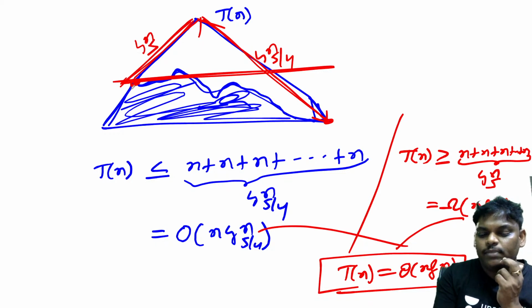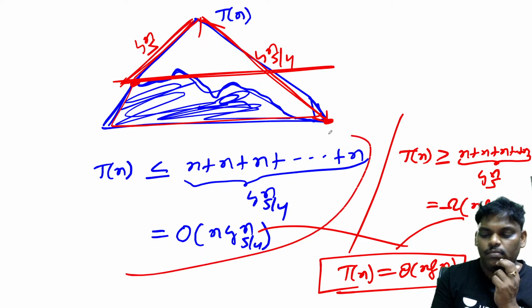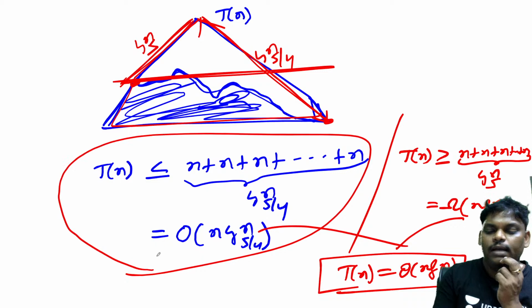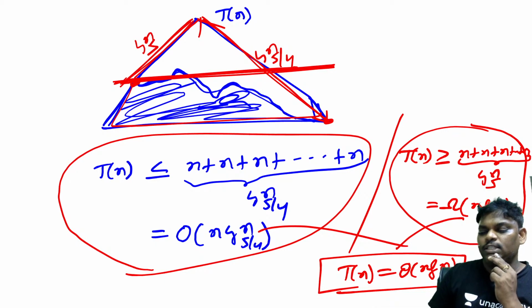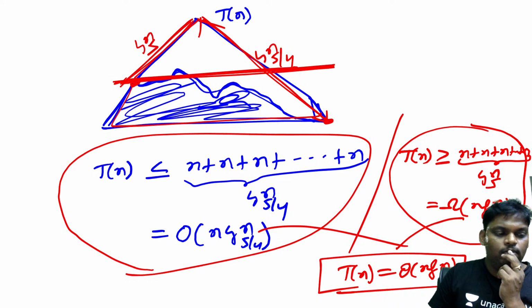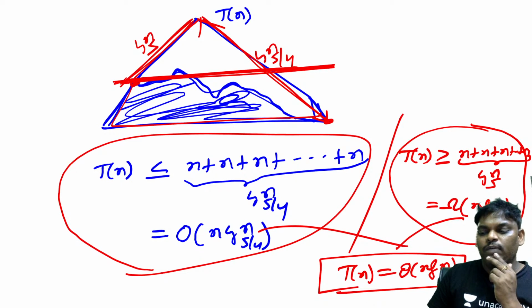So I added something extra, this is the upper bound story. I deleted something here, right? That is going to be the lower bound story. Upper bound and lower bound differ by only a constant, so you can write theta also.